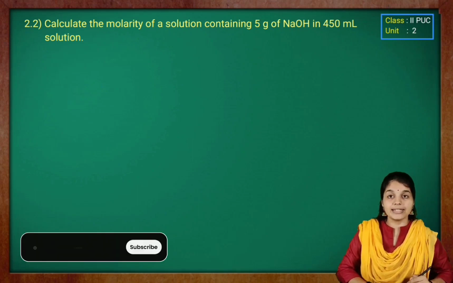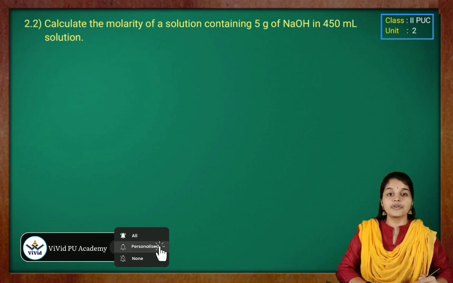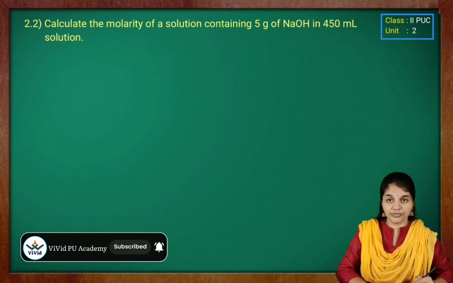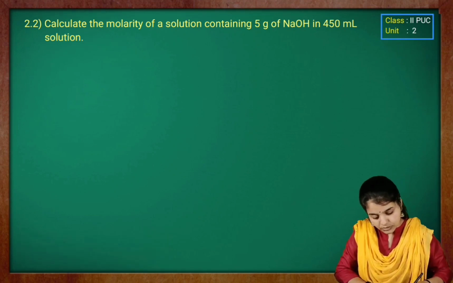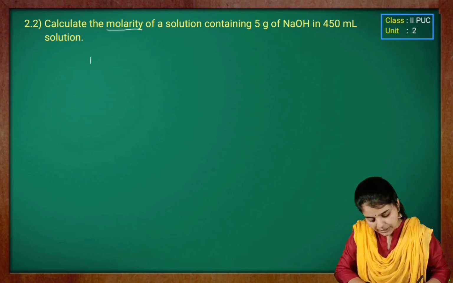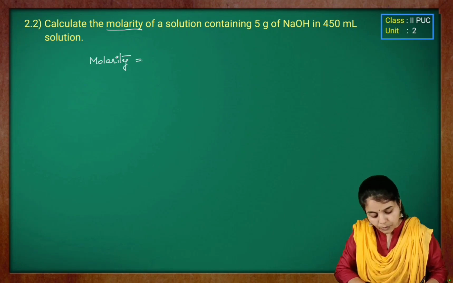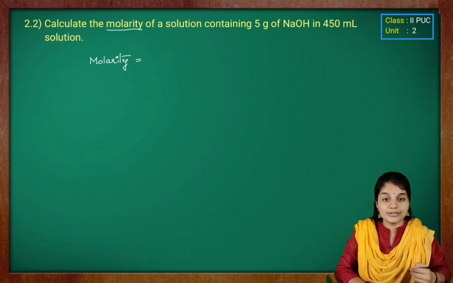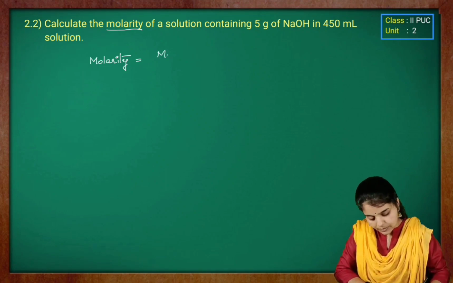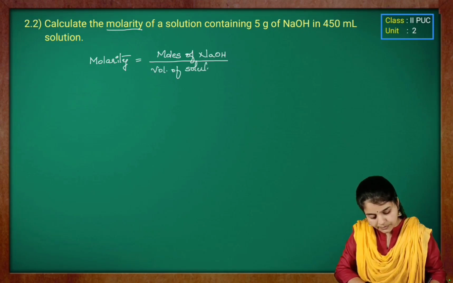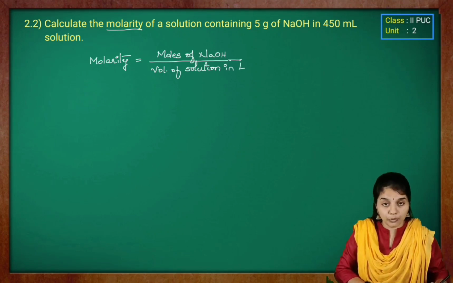Example 2.2. Calculate the molarity of a solution containing 5 gram of NaOH in 450 ml of solution. So here we need to calculate molarity. So we shall write the formula in the beginning. Molarity is number of moles of the solute per liter of the solution. So it is moles of NaOH here in this question divided by volume of solution in liters.